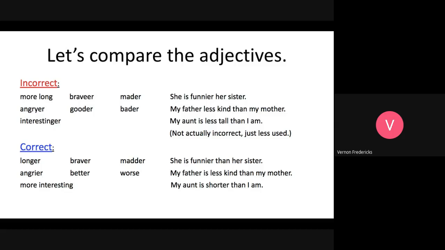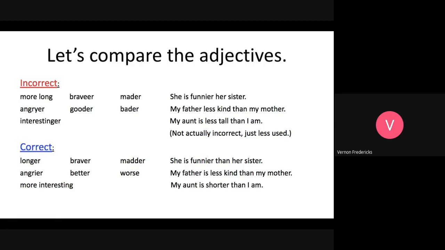The next one is good, irregular adjective. Does good become gooder? Okay, think about it. And then we have bad, irregular adjective as well. Then we have the last one in the incorrect box, interesting. Okay, we just added the ER there. Is that correct? That's not correct. Let's have a look at these sentences on the right of the incorrect box.